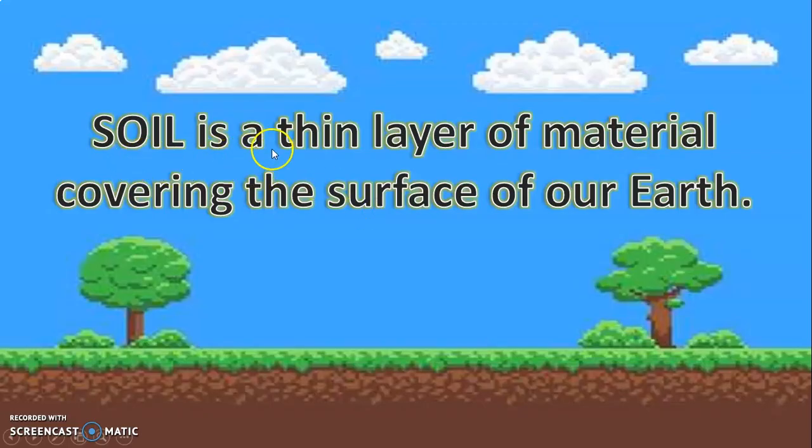Soil is a thin layer of material covering the surface of our earth. As you can see in the picture, this is an example of soil. Again, soil is a thin layer of material covering the surface of our earth. Our earth is covered by soil.